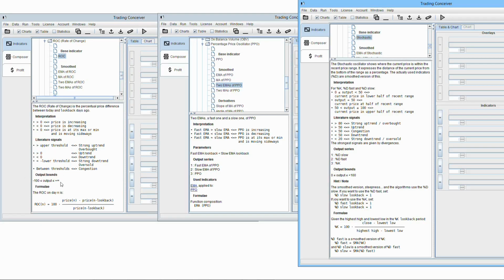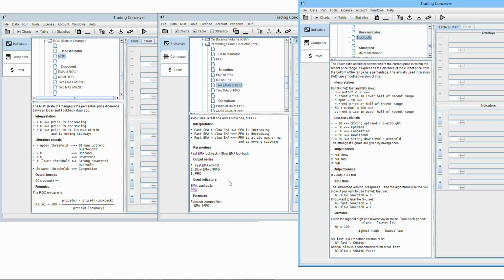In the output bounds section, the output bounds are described. They might be useful when deciding a threshold in many trading algorithms, as reported in the interpretation and signal sections. Note that the bounds of the base indicator reported here refer to the fact that the input data for the base indicator is the price, which is always a positive number. But bounds of the function per se could be different. For instance, the rate of change per se is unbound, but when applied to a positive quantity, its lower bound is minus 100.